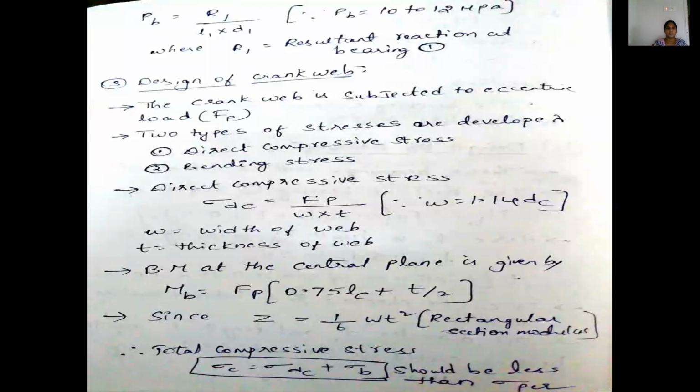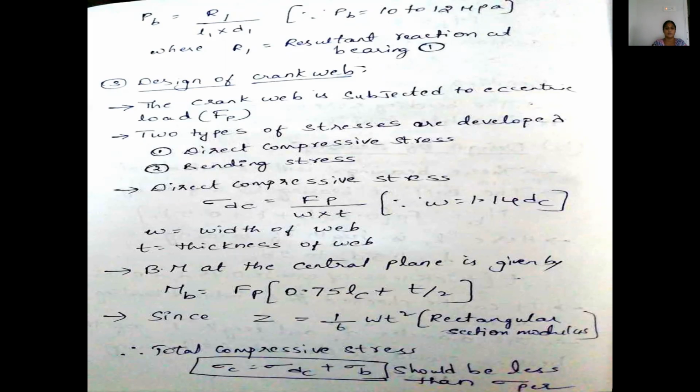Okay. Next, you should find out the design of crank web. The crank web is subjected to eccentric load Fp. Two types of stresses are developed. One is direct compressive stress, another one is bending stress. Direct compressive stress sigma dc is equal to Fp by w into t. w is equal to 1.14 Dc, w is the width of the web, and t is the thickness of the web.